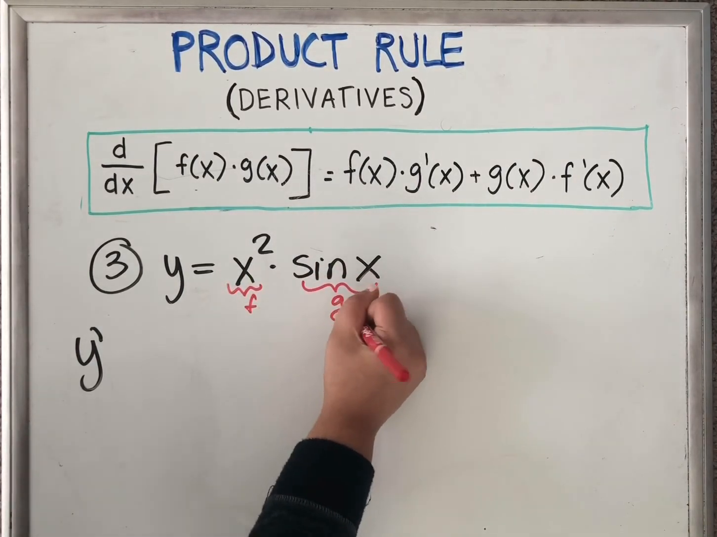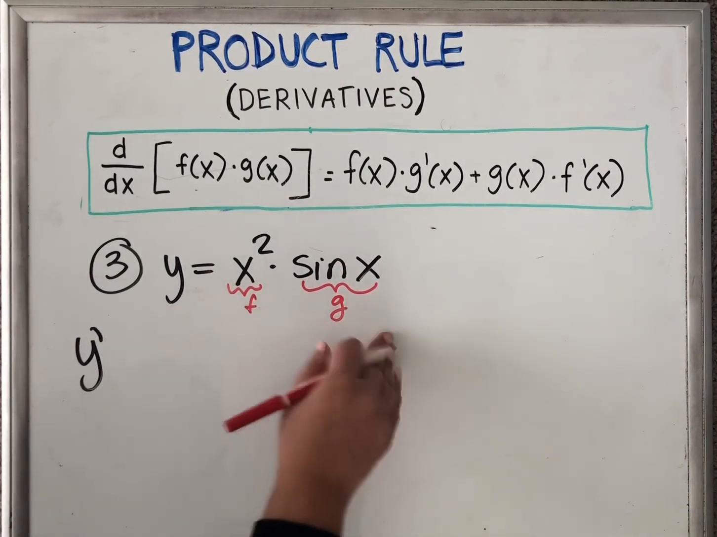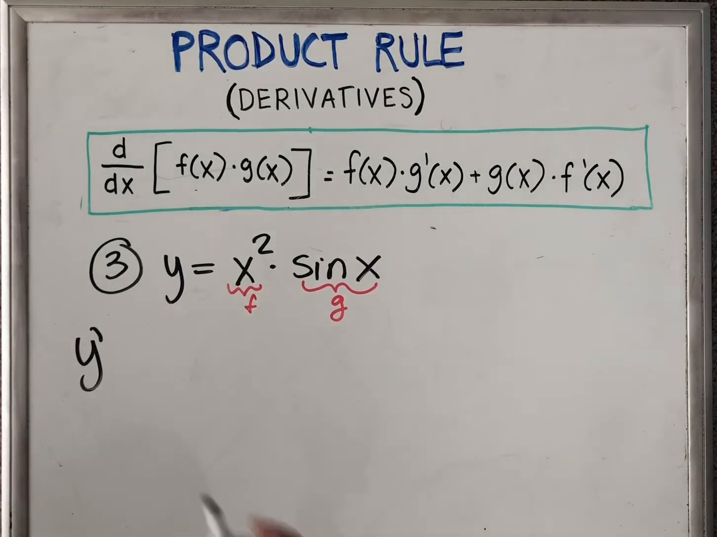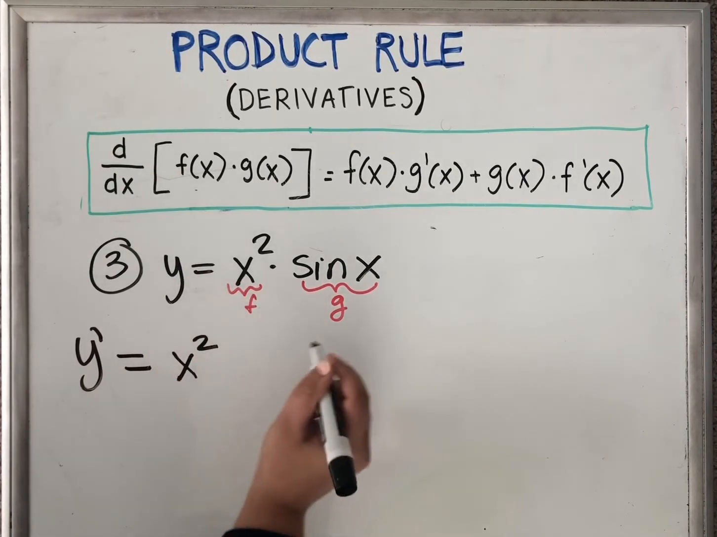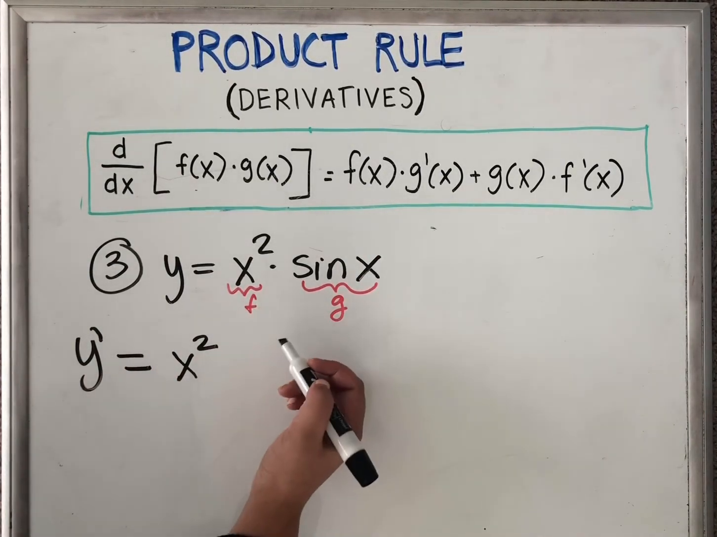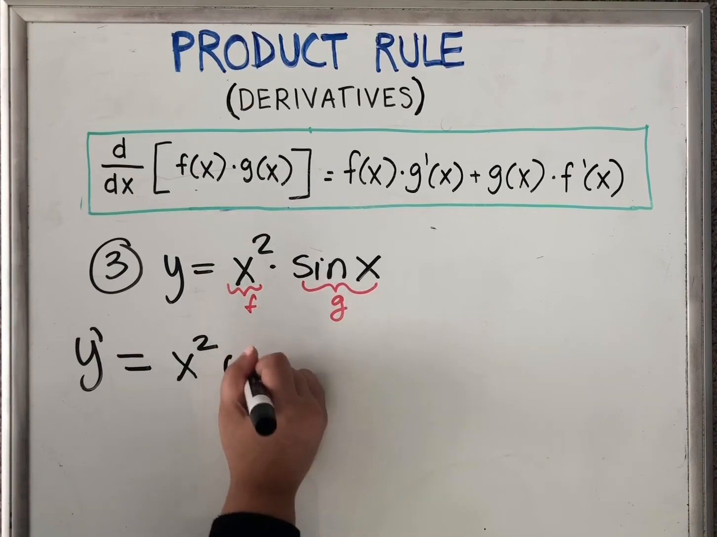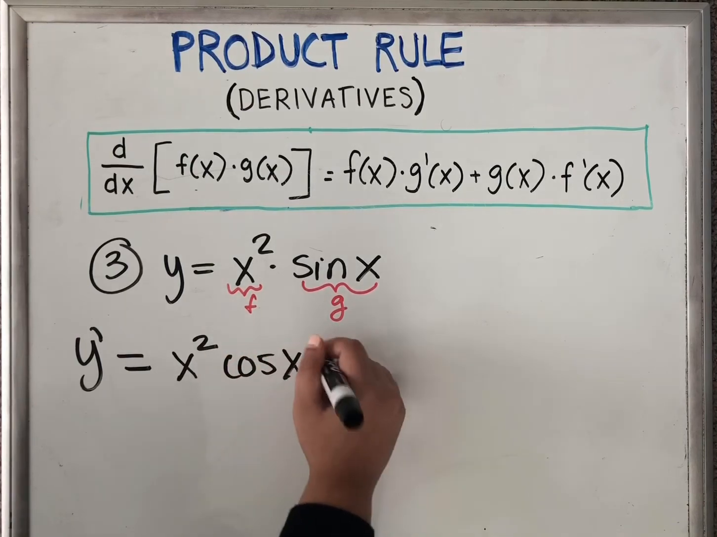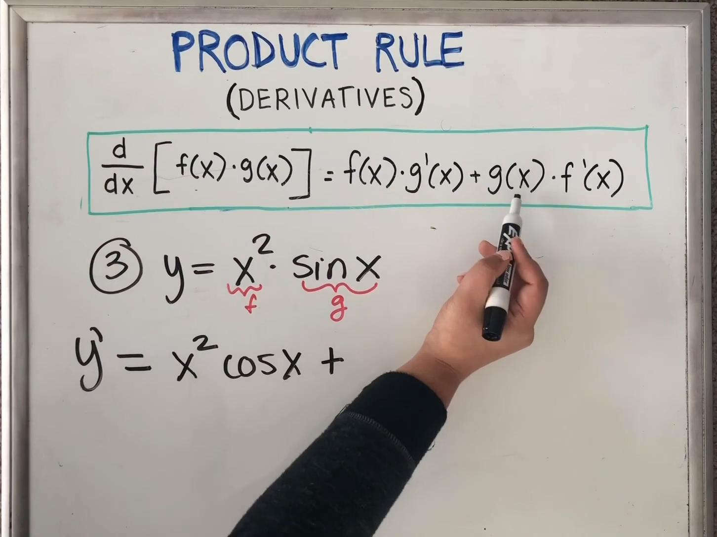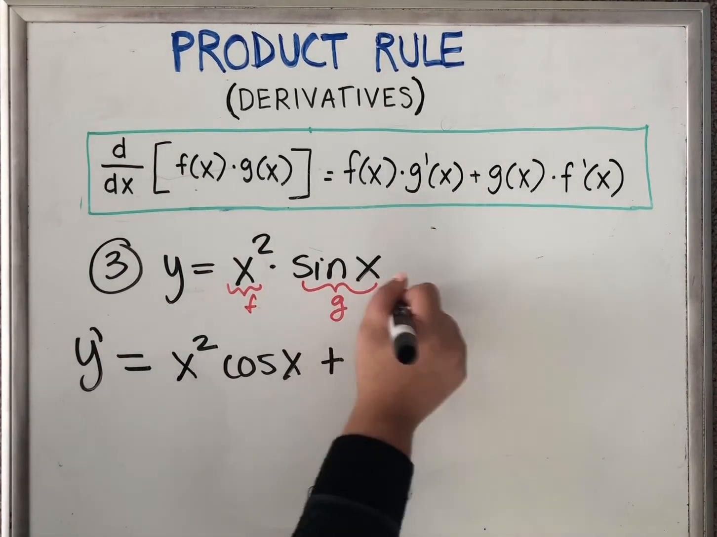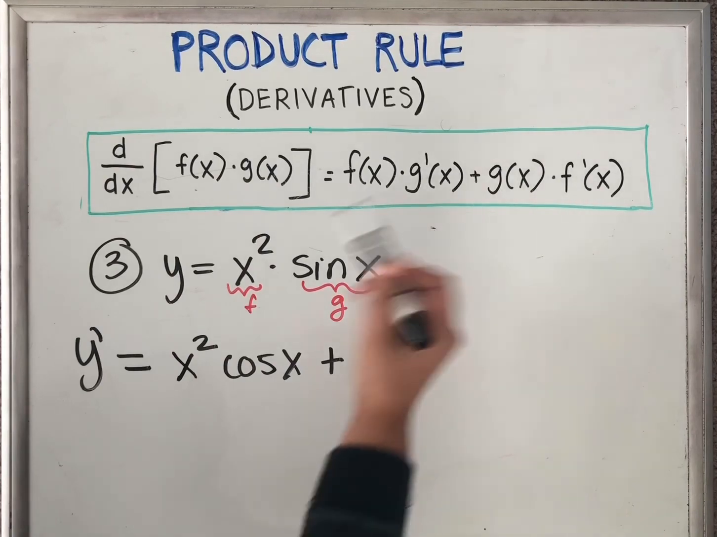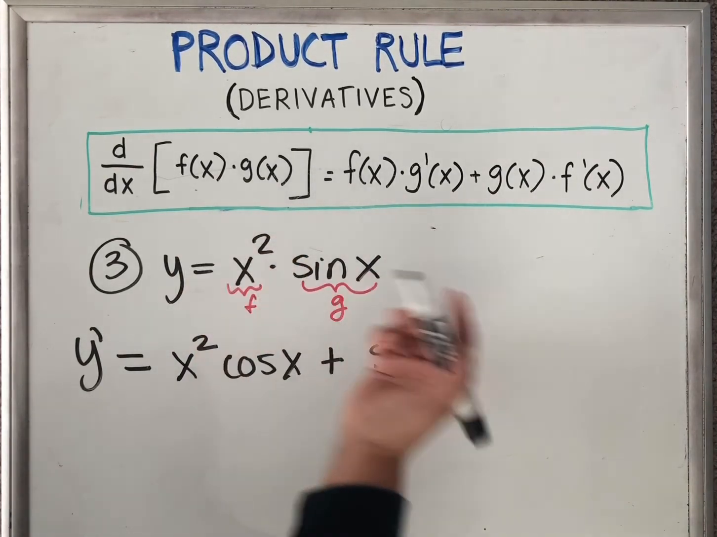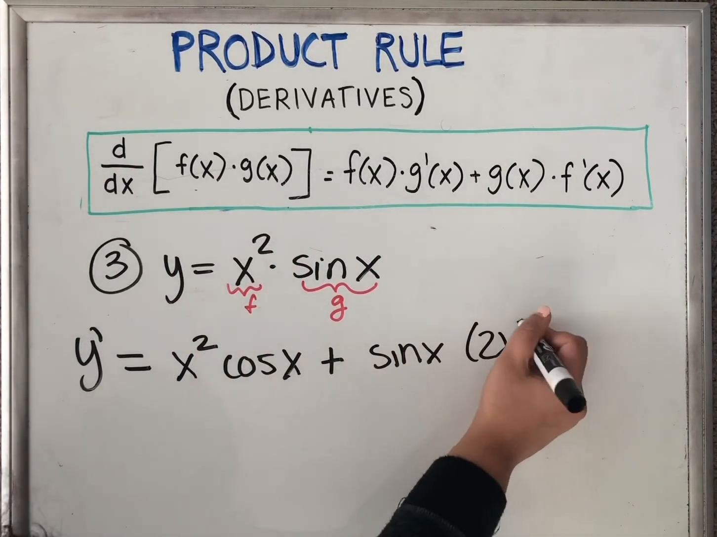We have two functions. We just have to assign one f and one g. So again, our y prime will be f times the derivative of g. The derivative of sine is cosine, right? So cosine x plus our g, which is sine x, times the derivative of f, which, applying the power rule, is just 2x.